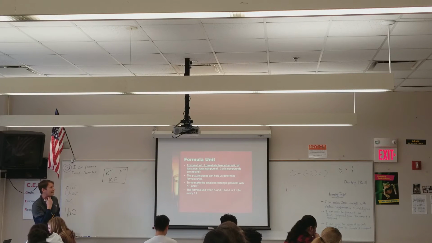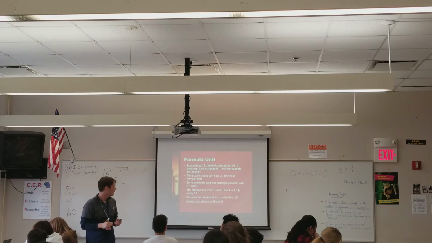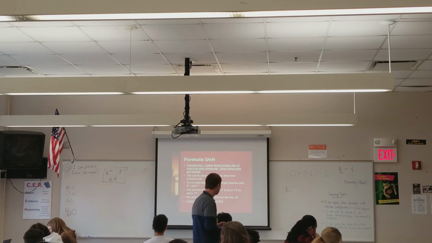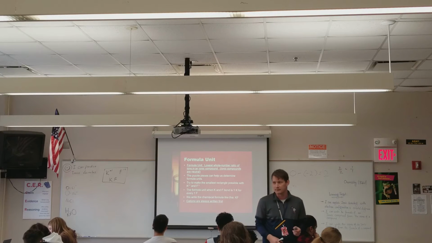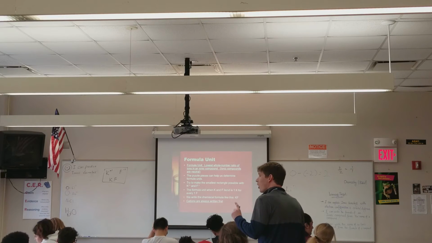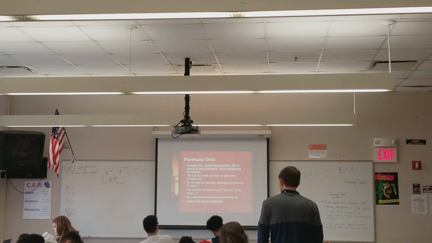The formula unit when K and F bond is 1 potassium for every 1 fluorine. Okay? And we write the chemical formula like this, KF, which I just did. Notice I underlined something at the bottom there. You're going to want that in your notes. Cations are always written first. The positive ion goes first.